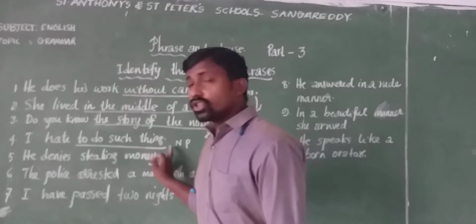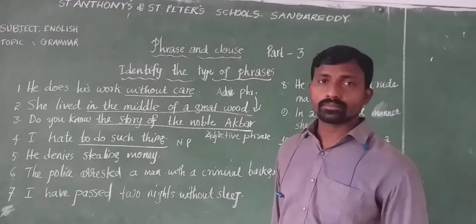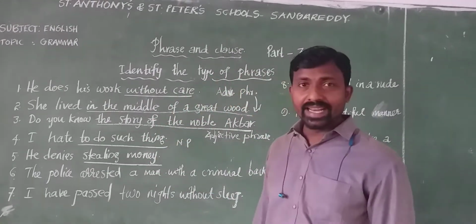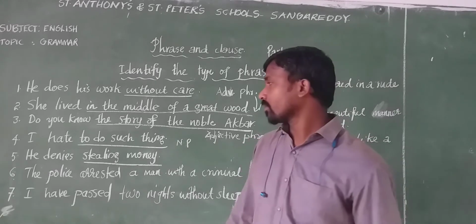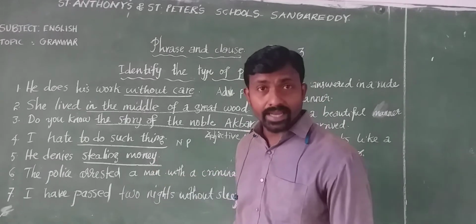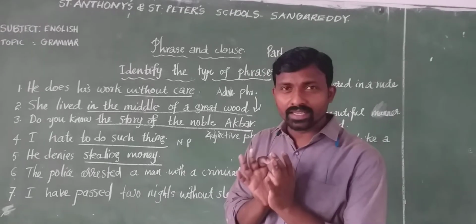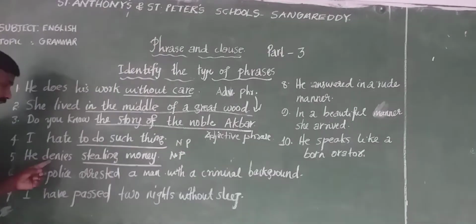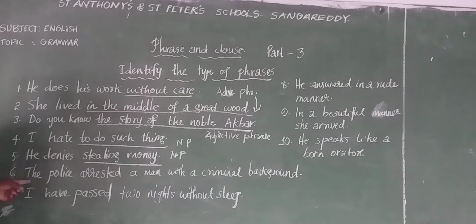Okay, shall we go to the next question? Very good if you wrote the correct answer. He denies stealing money. Here the underlined part is stealing money. What do you mean by deny? It means he doesn't accept, he rejects. So what does he deny? Stealing money, a kind of activity. So this is something. This is also a noun phrase. He denies something. So noun phrase. Next question.